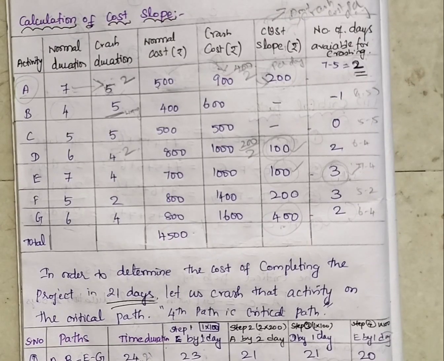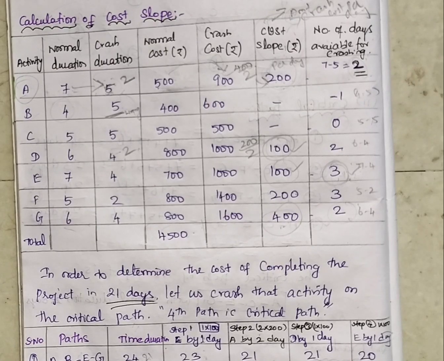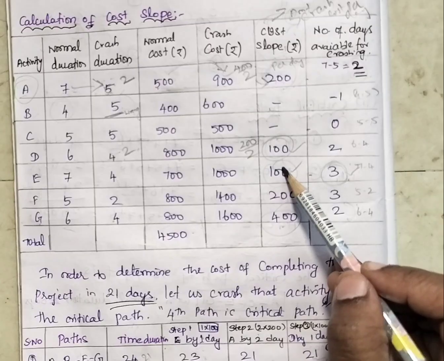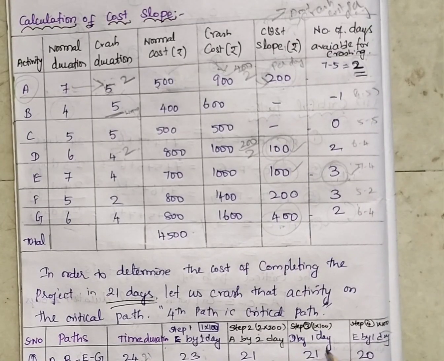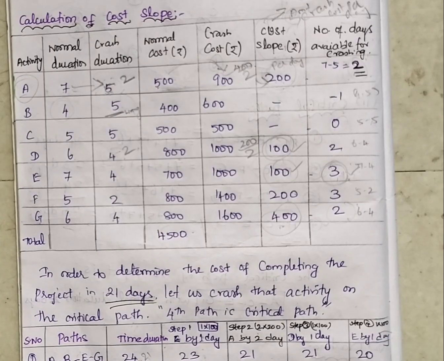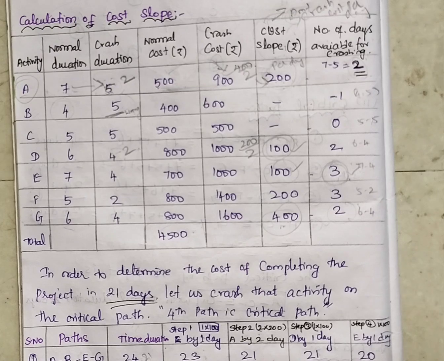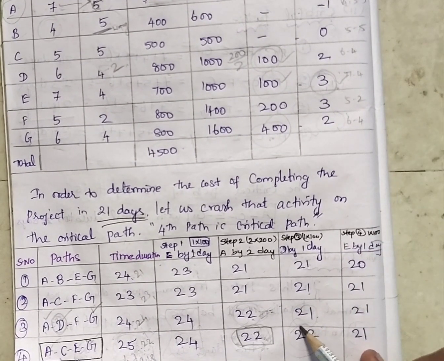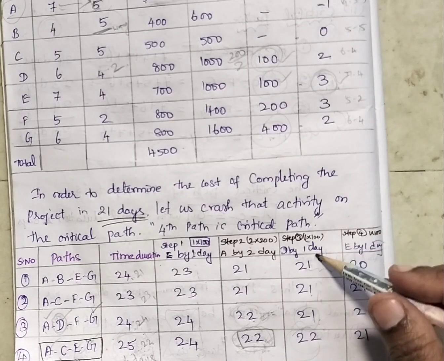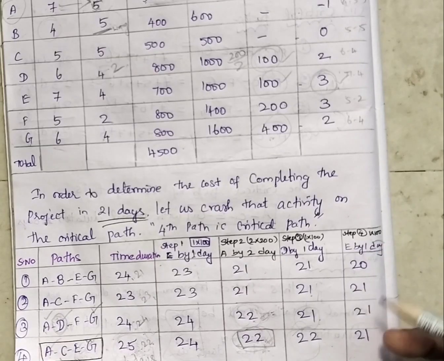So for that, we are taking the D activity. The D activity's crash cost is 100 rupees. By reducing 1 day by D, it will get to 21. So all others are 21 and the fourth path is 22. So here step 3 is over. Okay, and step 4.